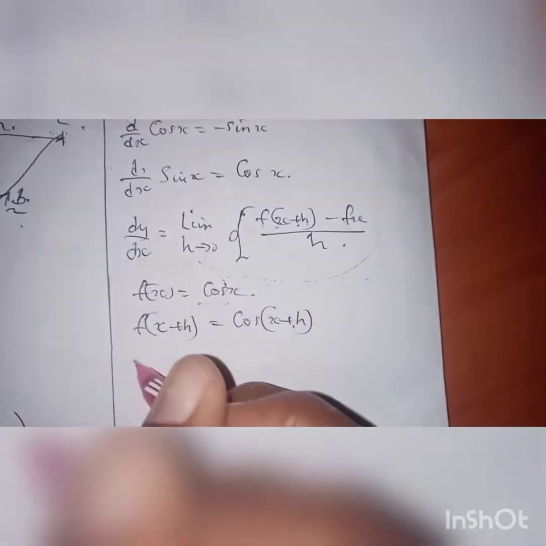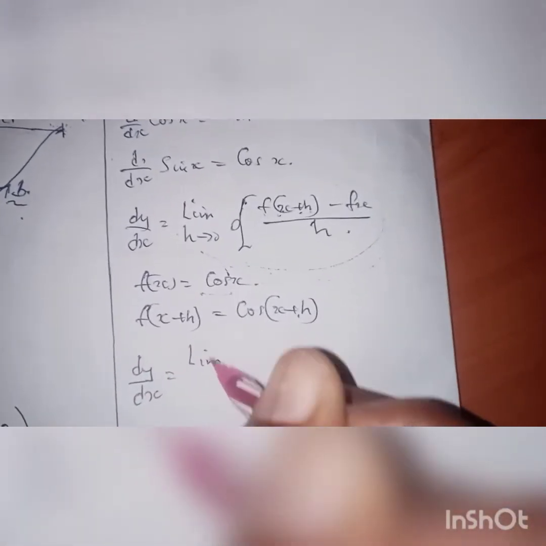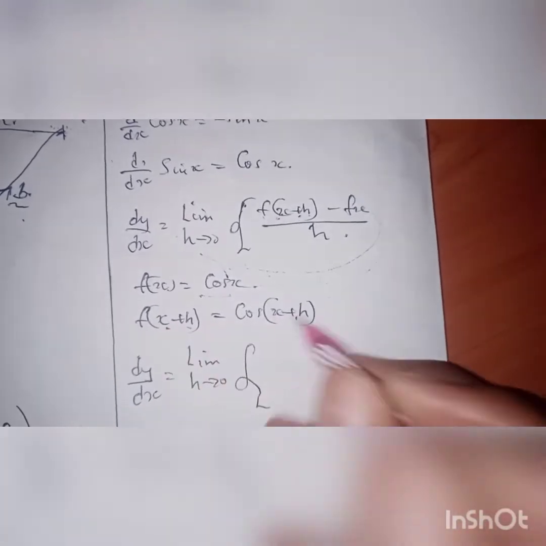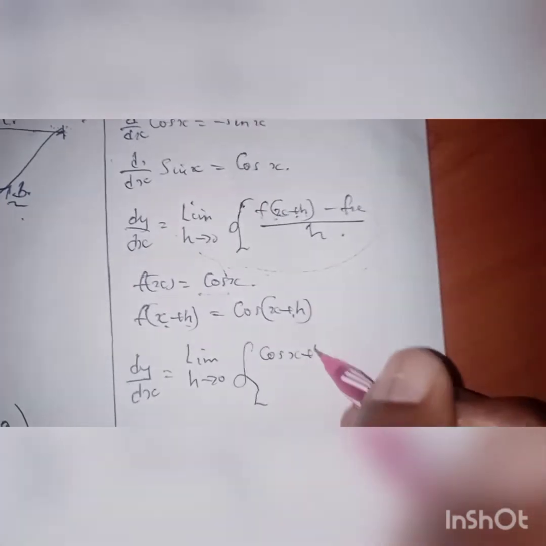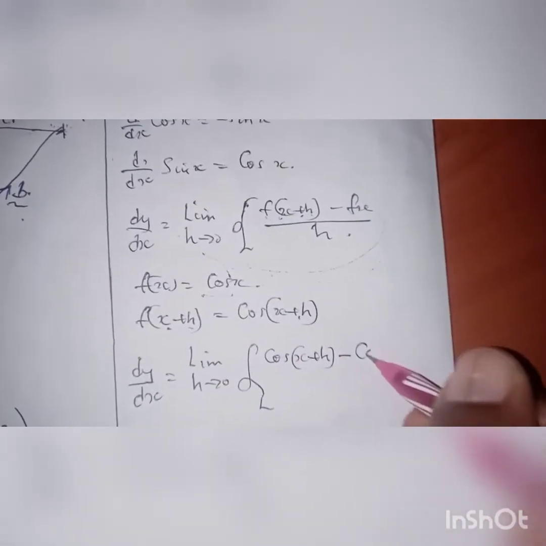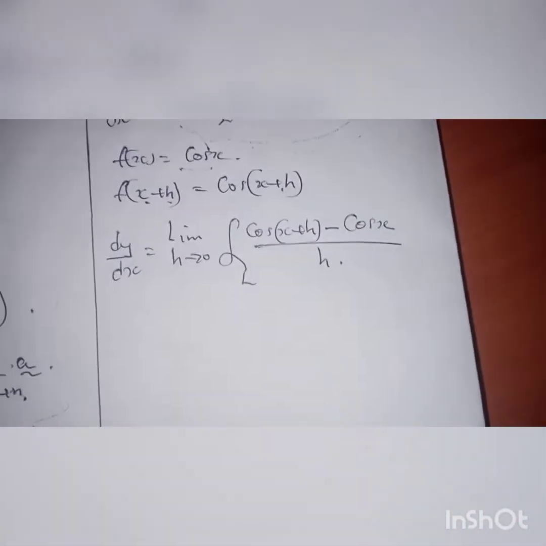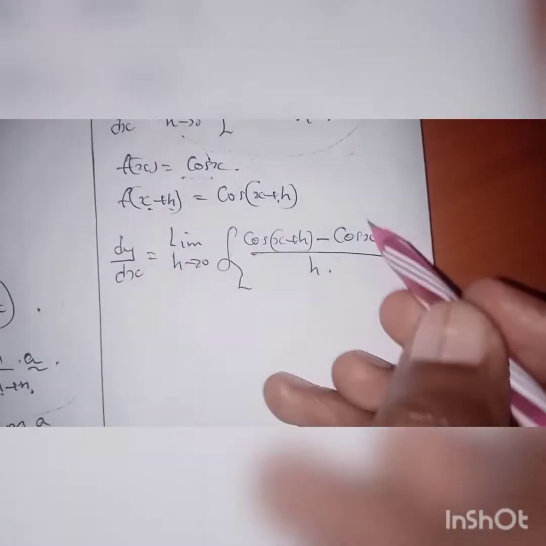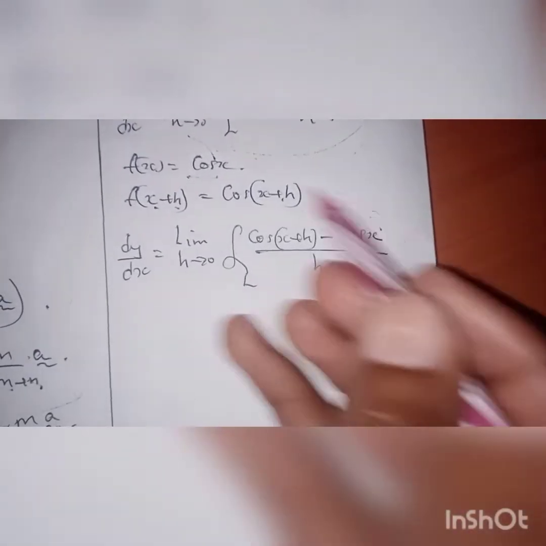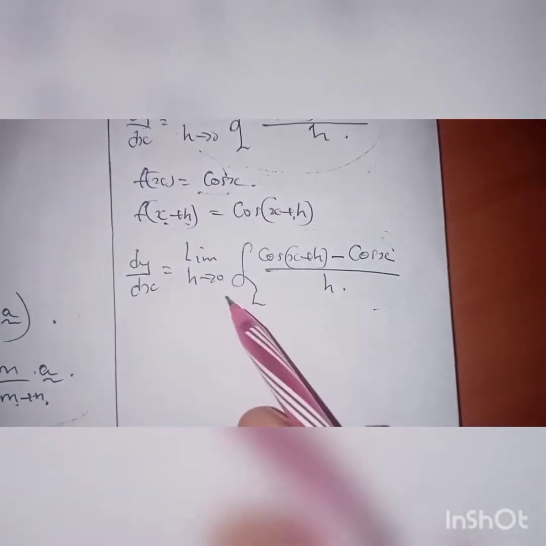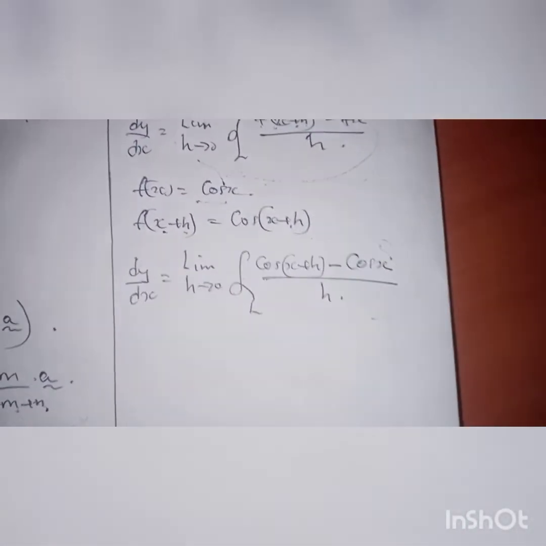Therefore, applying that formula, dy over dx is the limit as h approaches 0 of f(x plus h), which is cos of (x plus h), minus the function of x, which is cos x, all over h. Let's deal with this first. After that, we'll come and substitute the other values later.